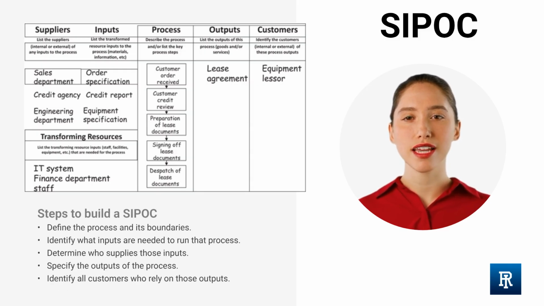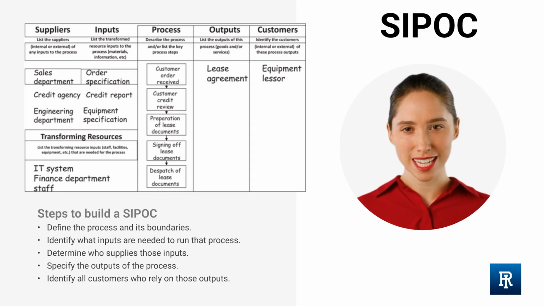These steps to build a SIPOC diagram are: define the process and its boundaries. Identify what inputs are needed to run that process. Determine who supplies those inputs. Specify the outputs of the process. Identify all customers who rely on those outputs. To sum up, the SIPOC diagram helps align the improvement project with stakeholders and define expectations. It's also a helpful precursor to writing a project charter.